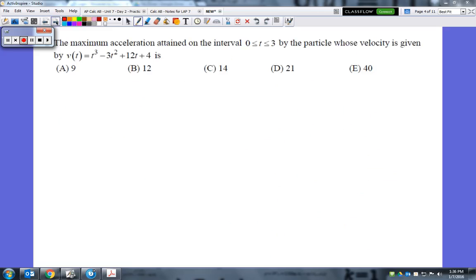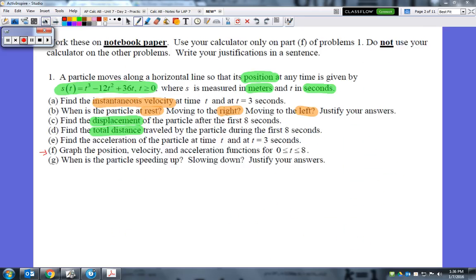Let's go back to this. This question right here. Let's go through this real quick. I am giving a position function. Find the instantaneous velocity. All I'm going to do is take the derivative. Now, you saw this in the Edpuzzle. They know what you're talking about. If you write s prime of t, or if you write v of t, they know you're talking about the velocity function.